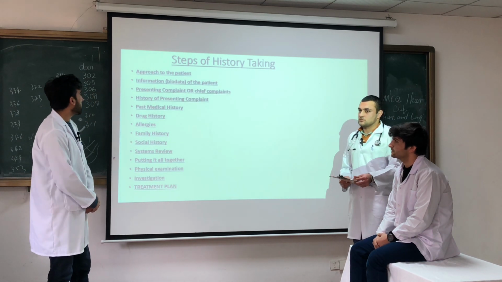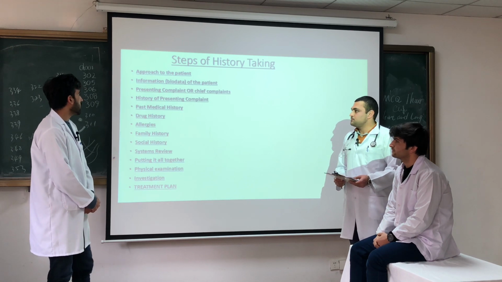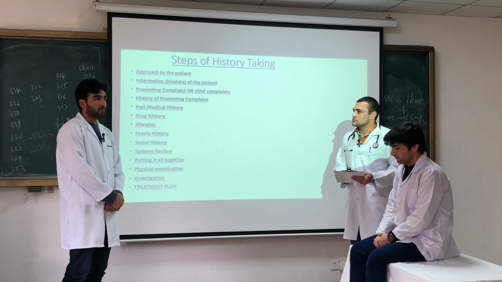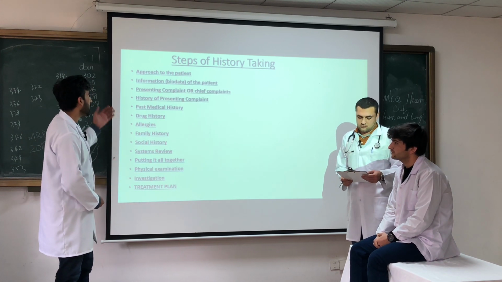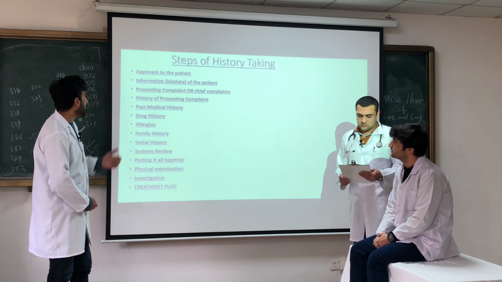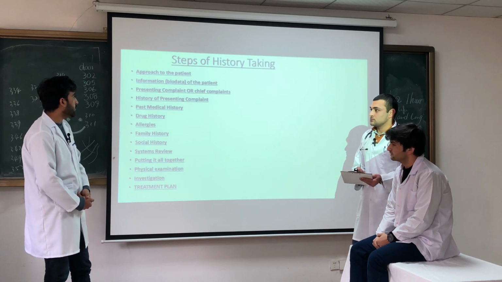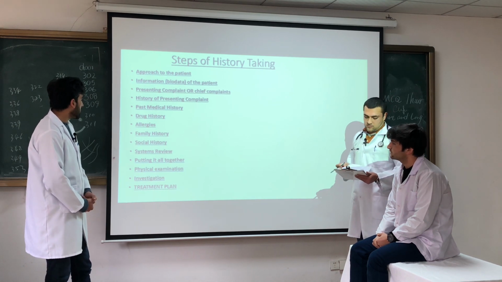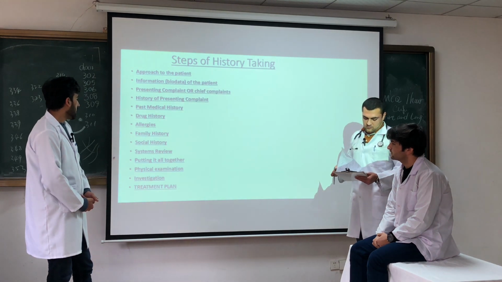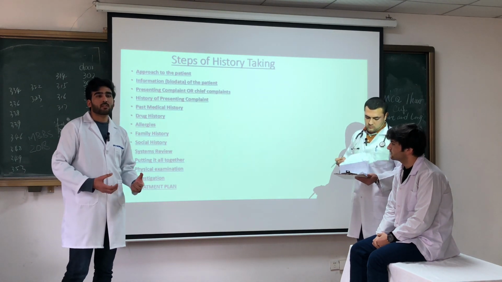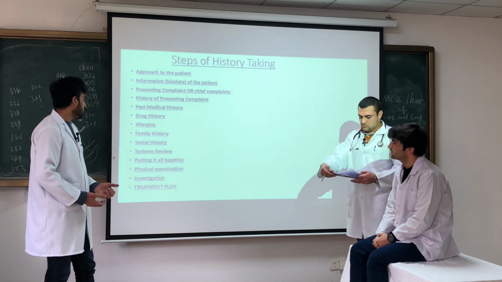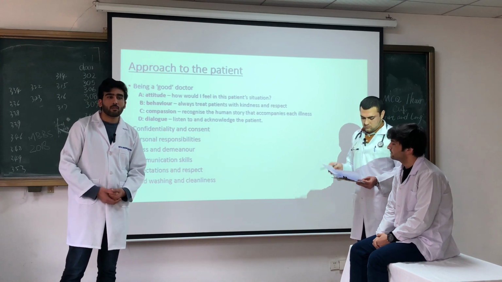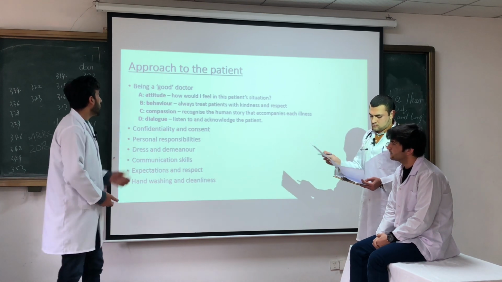These are the steps of history taking. First of all, we learn how to approach the patient. Sometimes we don't know how to approach a patient, so we will discuss it. Then information, biodata of the patient, then presenting complaints, chief complaints, history of presenting complaints, past medical history, drug history, allergies history, family history, social history, systemic review, and then we put all together, which is a summary. Then we do physical examination and investigation, and then final diagnosis and treatment plan. So in the next slide, approach to a patient.